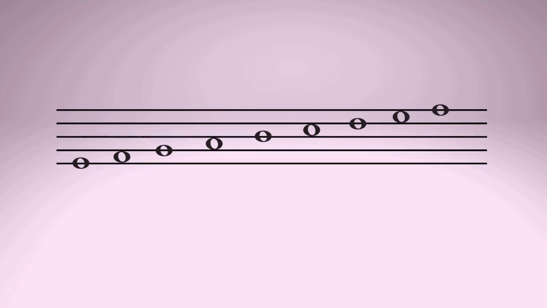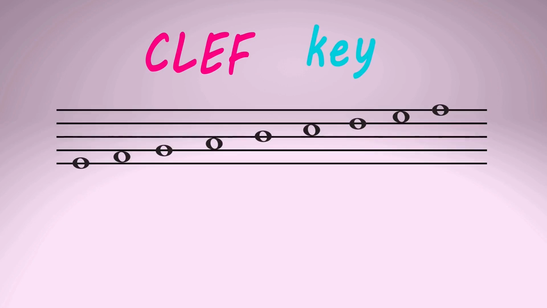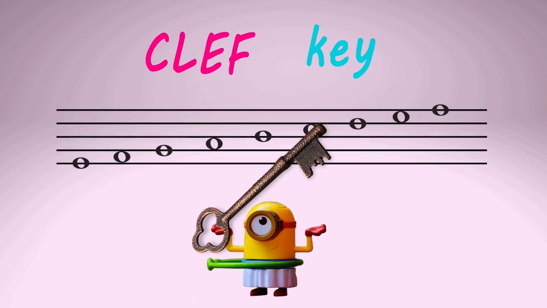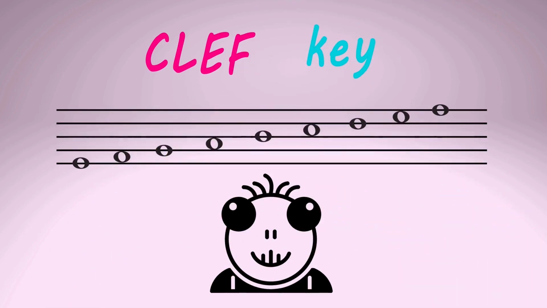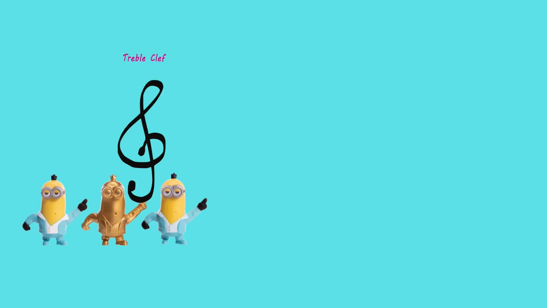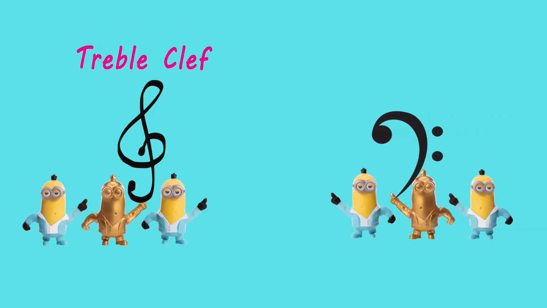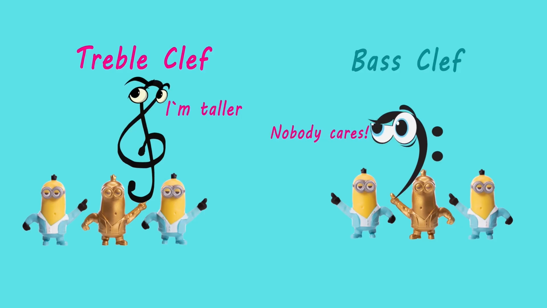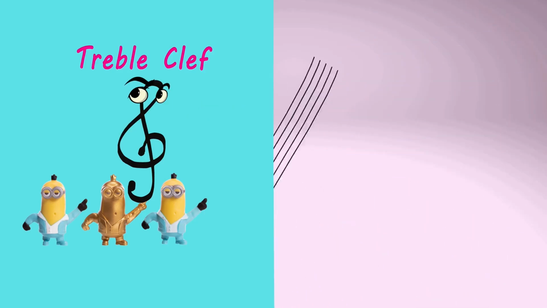In order to be able to read the notes on the staff, we use a symbol called clef, which is French for key. For piano, we use 2 clefs, the treble clef and the bass clef. A clef is always placed at the beginning of the staff.